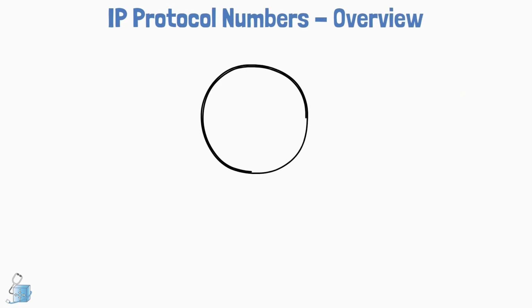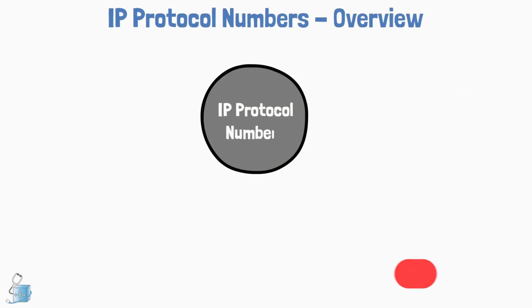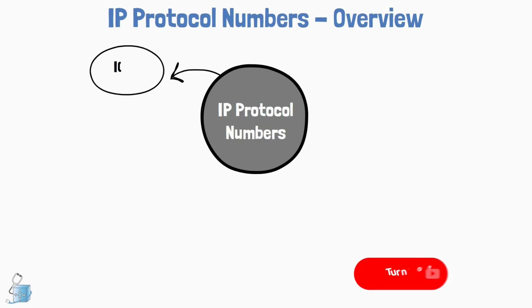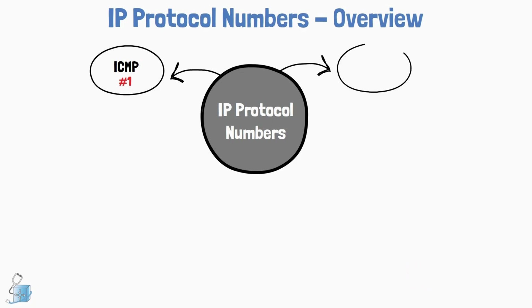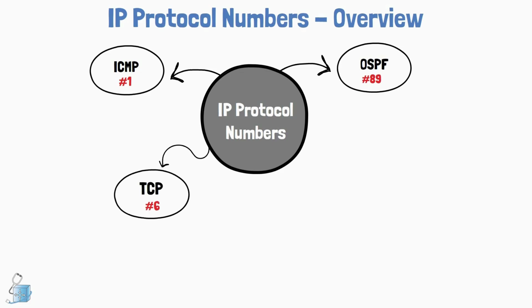So what are these numbers? Well, these are numbers for many of your favorite protocols of daily use. For example, the ping application uses the ICMP protocol, which IPv4 identifies as protocol number 1. The famous OSPF uses the IP protocol number of 89. Now that you have that understanding, TCP uses IP protocol number of 6 and UDP uses 17.